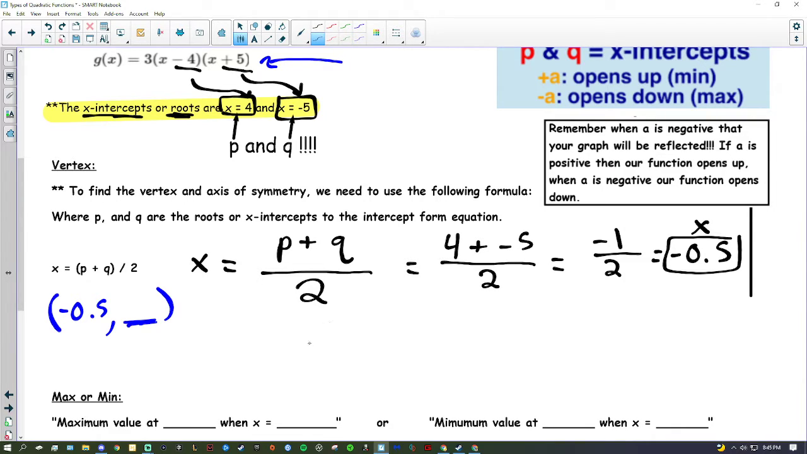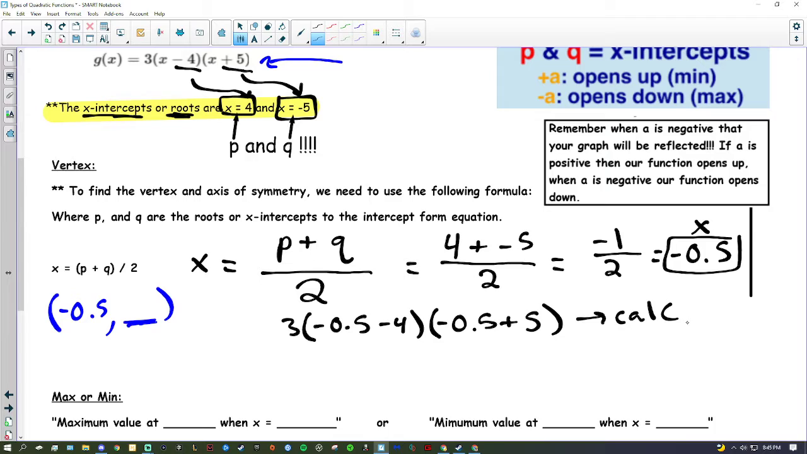So let's plug it in. So we have 3 times plugging in negative 0.5 for x minus 4, times plugging in negative 0.5 again. Don't forget to plug it in twice. Plus 5. Okay, we're going to put all of this in our calculator. So you put that in your calculator. I'm going to do it too. 3 parentheses. Negative 0.5 minus 4 parenthesis. Okay, we're multiplying, so we're going to do another parenthesis. Negative 0.5 plus 5. Close the parenthesis.